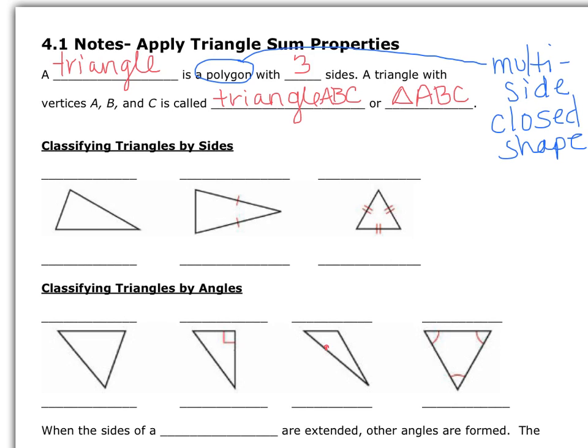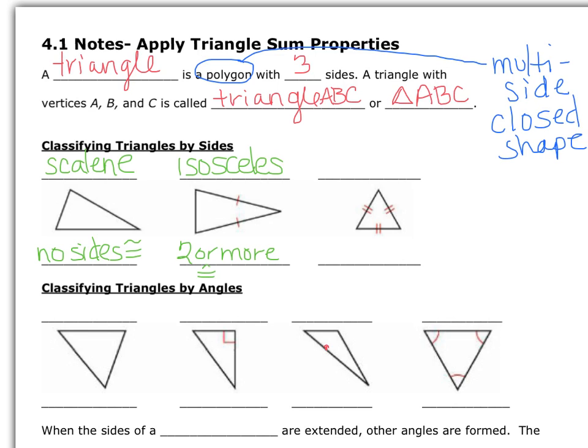Next, how we classify a triangle by its sides is we can say that the triangle is scalene. And what scalene means is that no sides are congruent. You can see in the picture here that nothing is marked congruent, so none of these sides are the same length. No matter how much they look like it, they're not congruent. Another way is here in this picture, you can see that there are two sides marked congruent, so this is called isosceles. And basically isosceles is if you have two or more congruent sides.